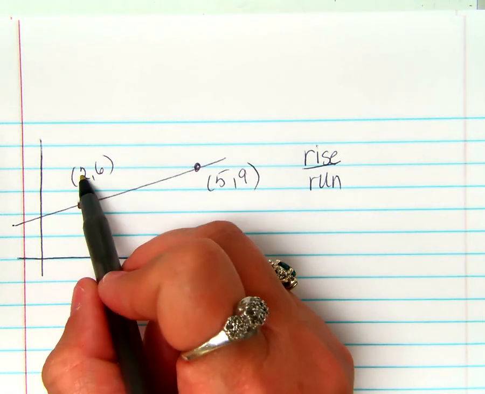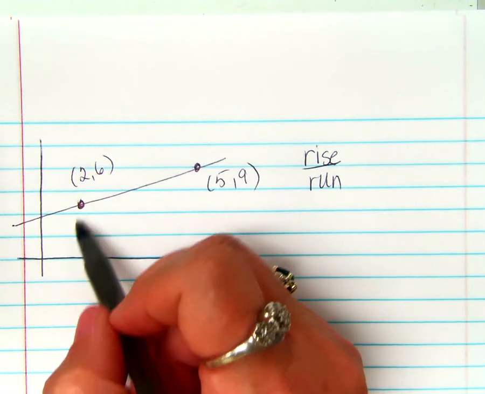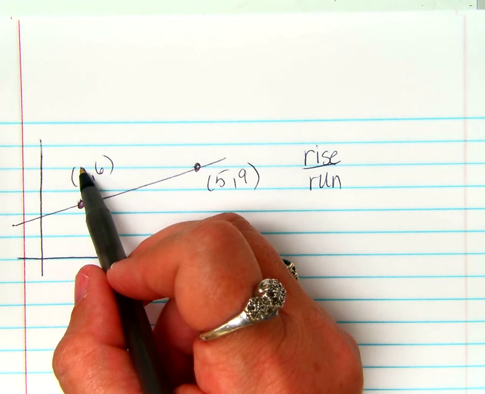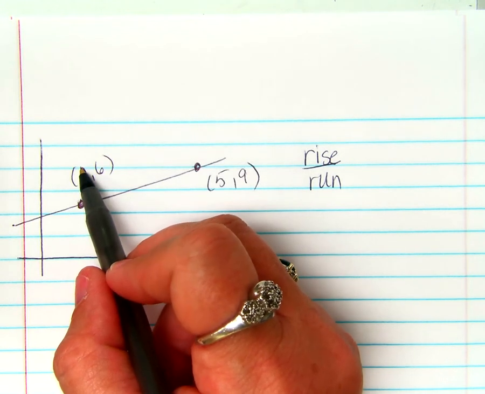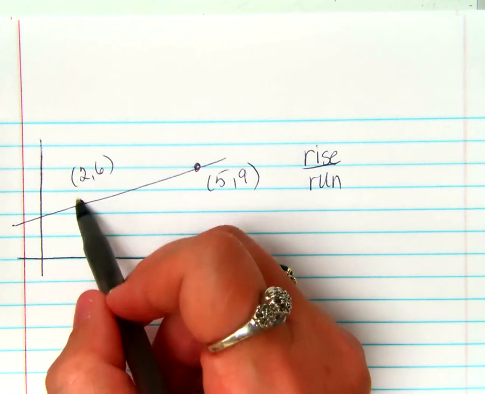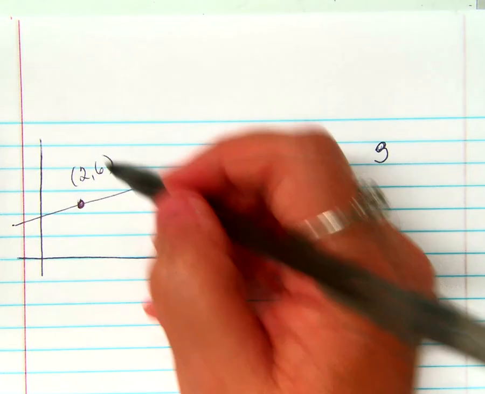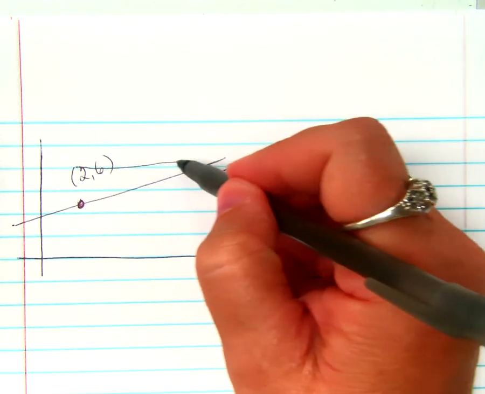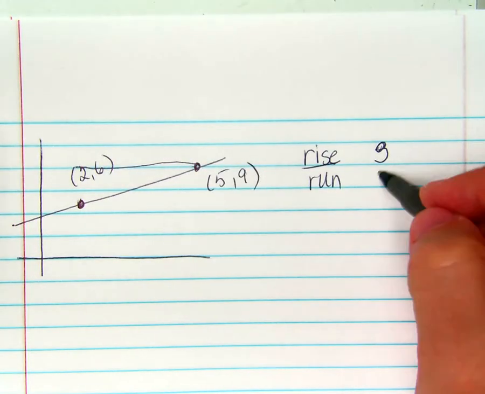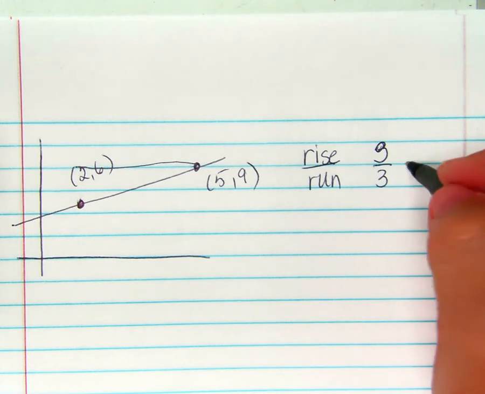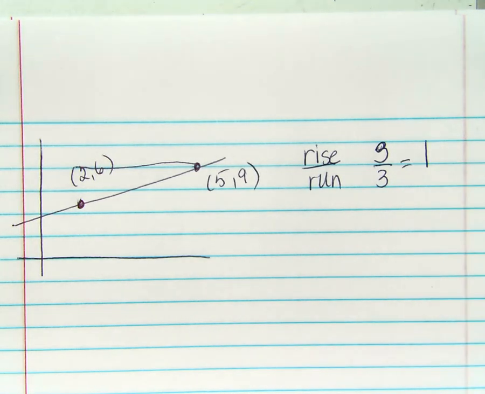If this point is 2, 6, how far am I going to go up? I'm going to go up 3 to get to the 9, right? That's my change in my y's, okay? So my rise is not 9, it's 3. Then how far am I running to get from 2 to 5? What is 3 divided by 3? 1. So in this case, my slope is 1.